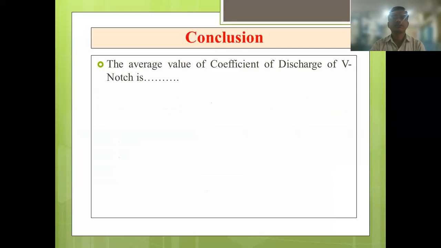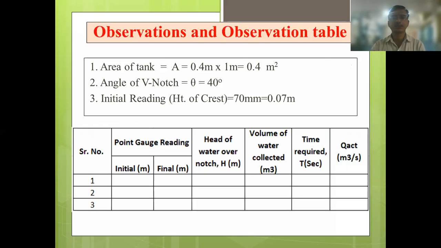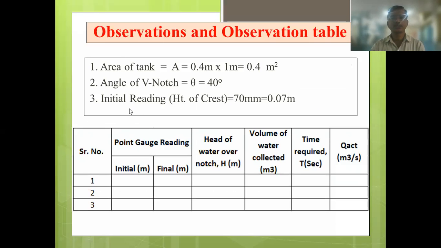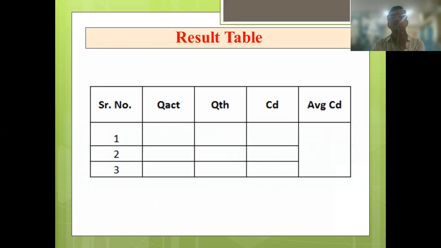Okay, and last, conclusion. The same thing you can do with the rectangular notch also. If time permits, we will change the V notch and place the rectangular notch. We will take the observations. For the rectangular notch also, we have to prepare the observation table like this. Here in the observation we will require the length of the notch, or the width of the notch. We have to measure that, and then the calculation will be the same.